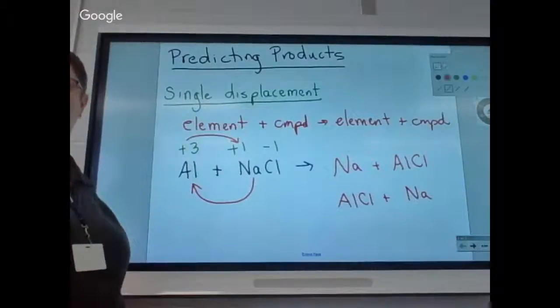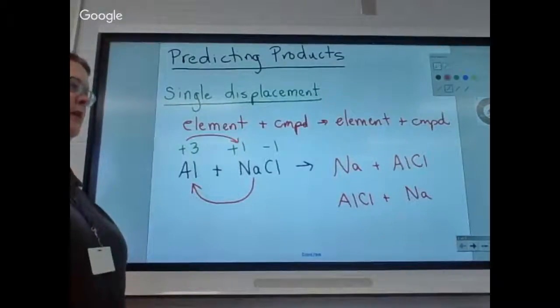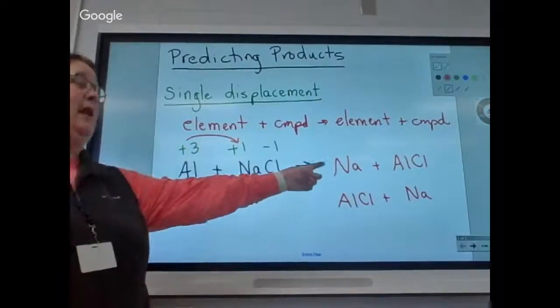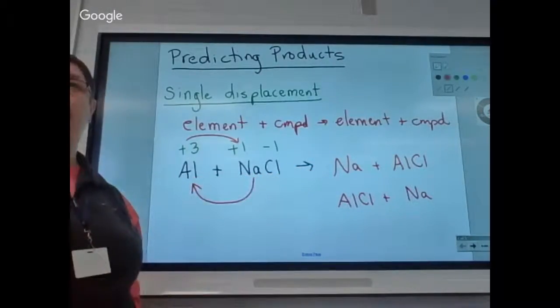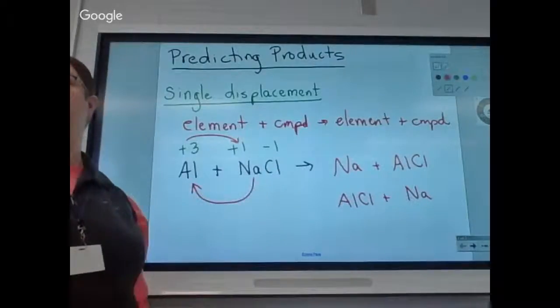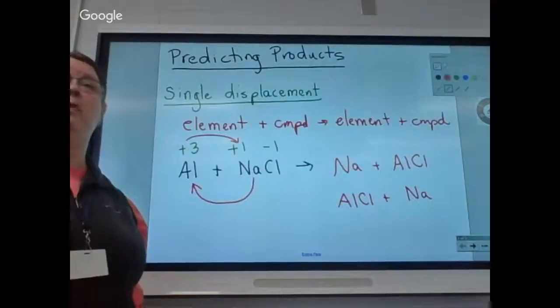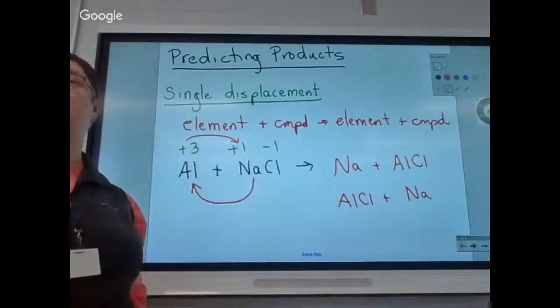Okay? Now, step 3. Na is an element by itself. Is it one of the 7 diatomics? No. Put nothing on it. It does not need an oxidation number. It's not one of the 7. It gets nothing.